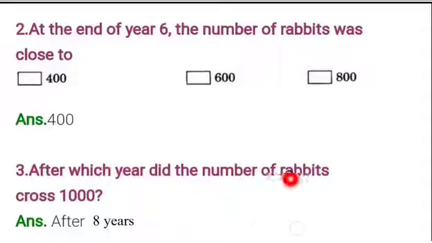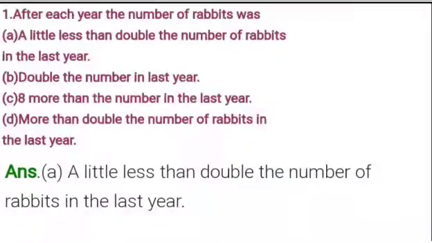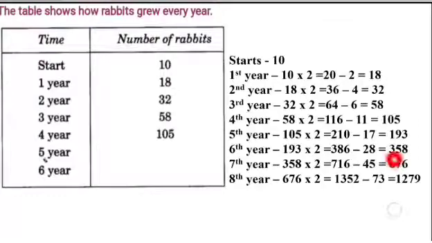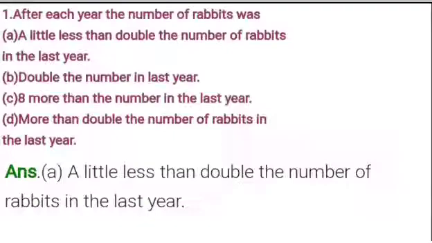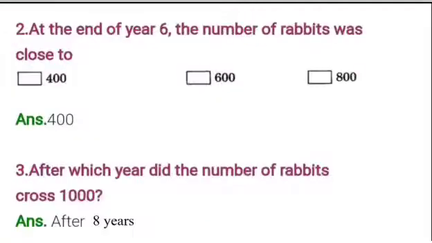After which year did the number of rabbits cross 1000? If you see the calculation here, after 676, in the 8th year the number of rabbits crosses 1000, that means here it is 1279. So what are we going to write? After 8 years, the number of rabbits has crossed the thousands limit.